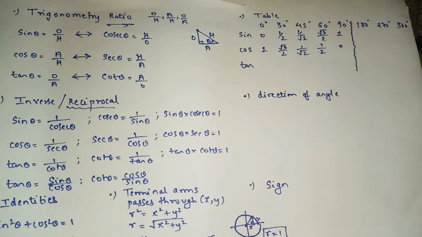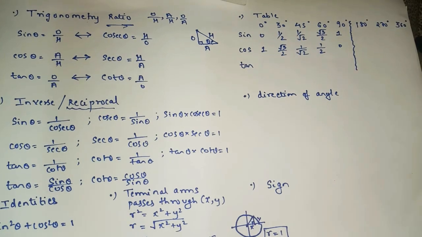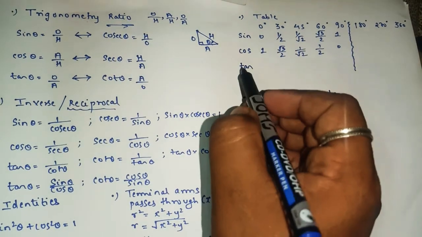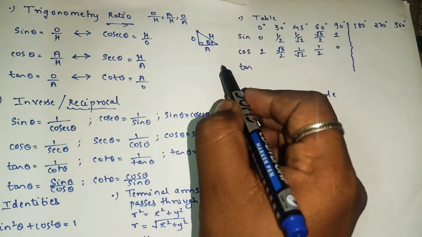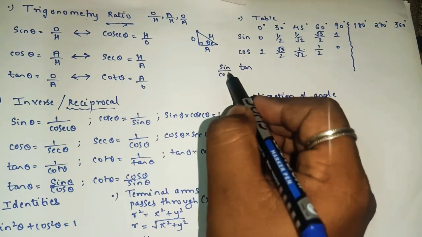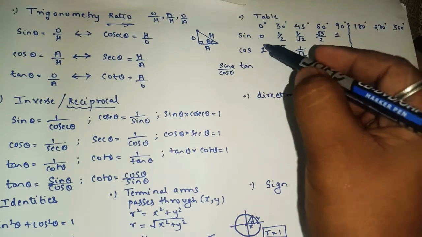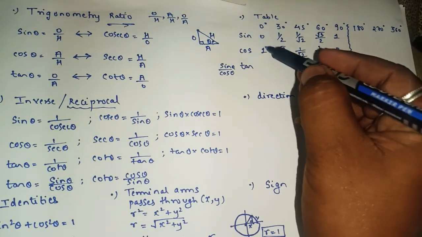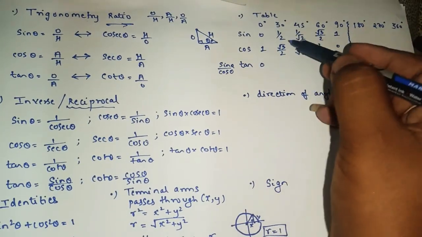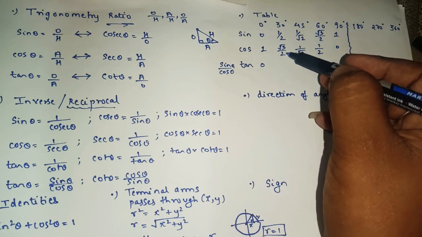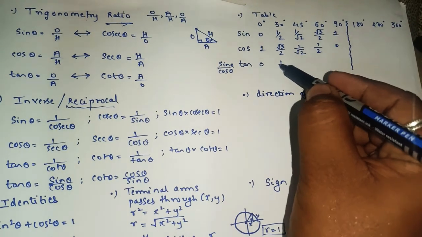So in this way you can create your sine and cos values. Then after that, tan. To find the value of tan, we know that the formula is sine theta upon cos theta. Yes or no? So sine theta upon cos theta. So 0 upon any number is 0. 1 upon 2 divided by root 3 upon 2, the 2 will get cancelled. So here you will get 1 upon root 3.